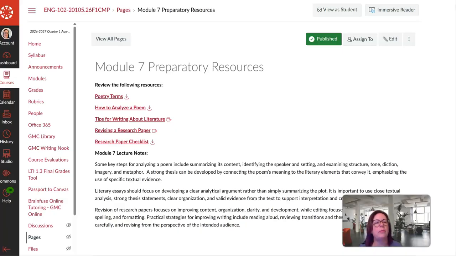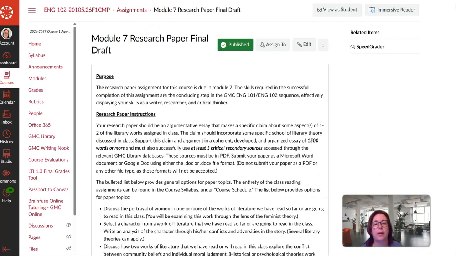So let's review the requirements for this module. Again, this is 20% of your grade, and this is putting all of those skills that we have learned in the other modules all together. So this is an argument essay. You are making a claim, and I want you to think about what an argument is. An argument is something that someone else could disagree with.